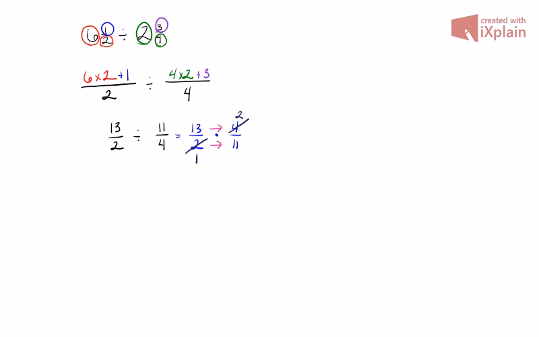And now we can go ahead and multiply across. 13 times 2 would result in 26. 1 times 11 would give you 11. Now, since this problem was presented to you using mixed numbers, you should go ahead and convert your value back into a mixed number. So again, if you need a refresher on that, remember that this is our dividend, and this is our divisor. So we can use our long division notation in order to uncover the value.